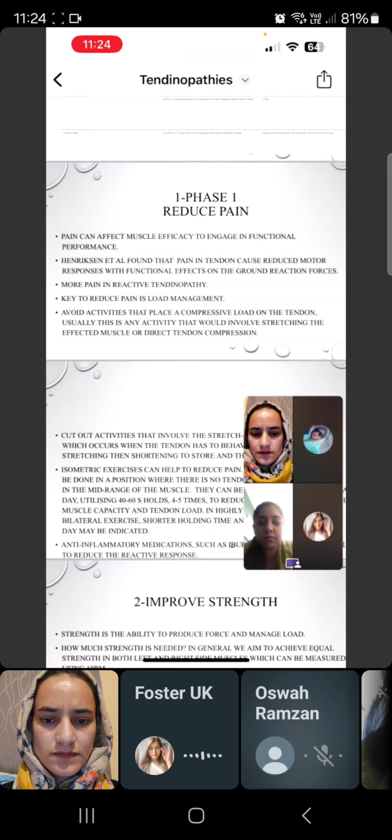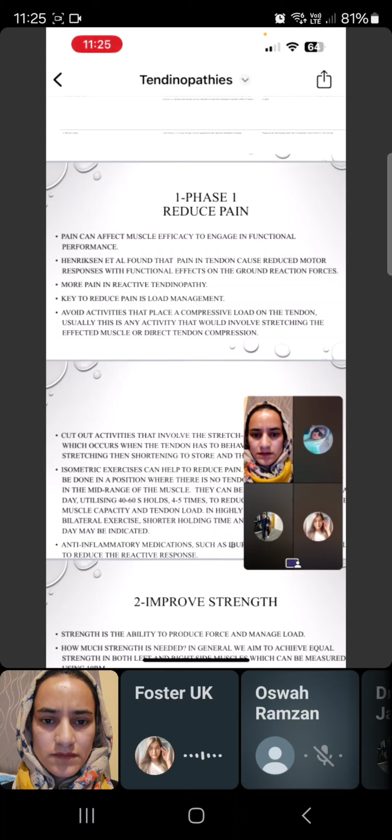So can you see how it is affecting the whole chain? The muscle responses when you are walking, when you're doing your functional activities. So what's the effect? There is no efficient muscle engagement. There is no proper response from the chain coming from the ground reaction forces. And this was just pain in the Achilles tendon. I forgot to mention Achilles in it. They studied Achilles tendon pain.